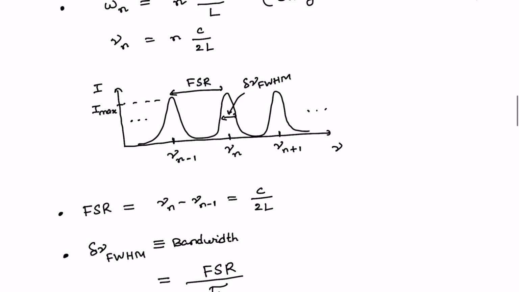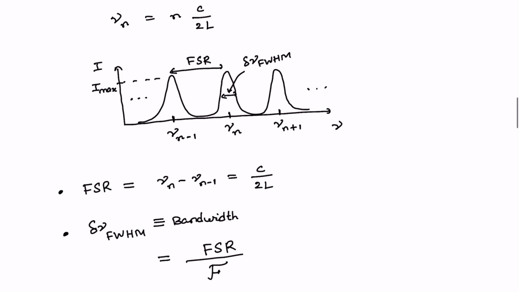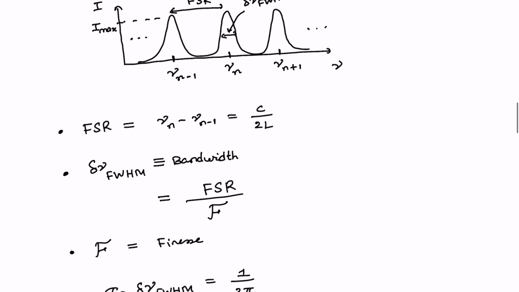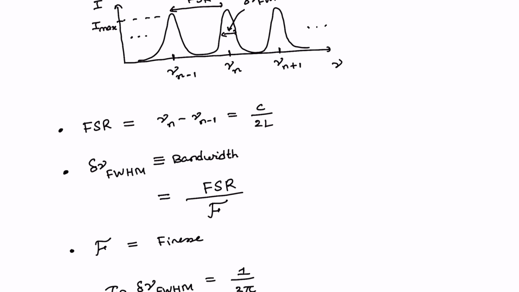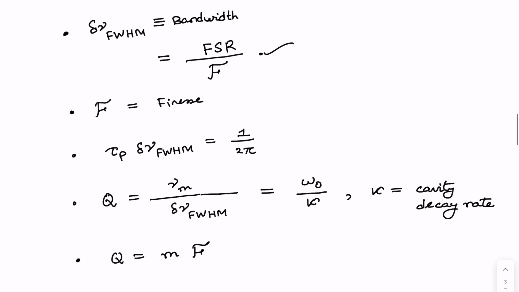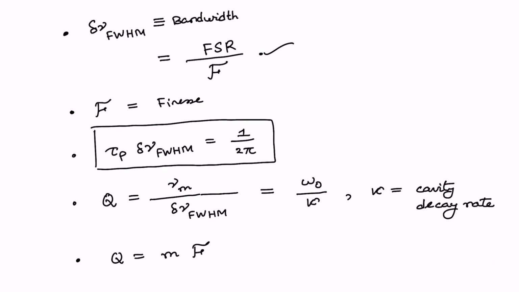The distance between two peaks is known as the free spectral range, called FSR, and it is given as c by 2L. And this delta nu FWHM, which is the bandwidth, is related to FSR, or the free spectral range, and the finesse by this formula. The lifetime of the cavity and the bandwidth delta nu FWHM are related by this cavity uncertainty relation. It shows that the smaller the bandwidth, the higher the lifetime, or the higher the bandwidth, the smaller the lifetime.